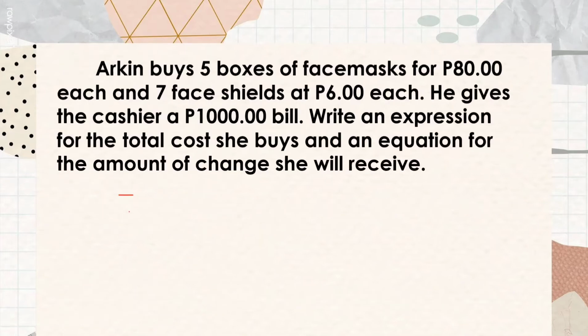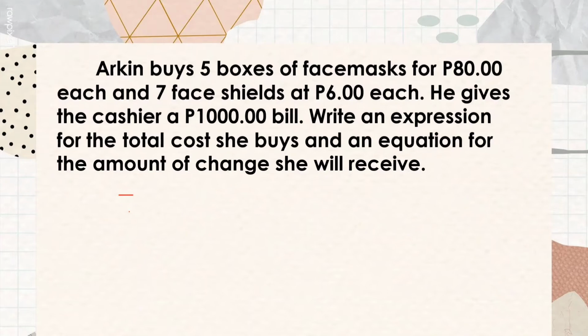So let's take a look at this example. Arkin buys 5 boxes of face masks for 80 pesos each and 7 face shields at 6 pesos each. He gives the cashier a 1,000 peso bill. Write an expression for the total cost she buys and an equation for the amount of change she will receive. So we are going to use a variable to represent the price of each item.